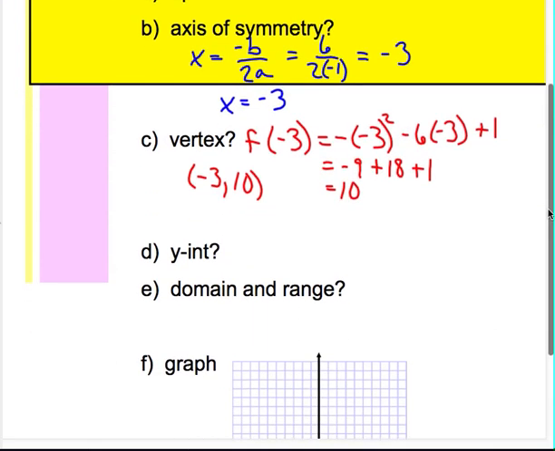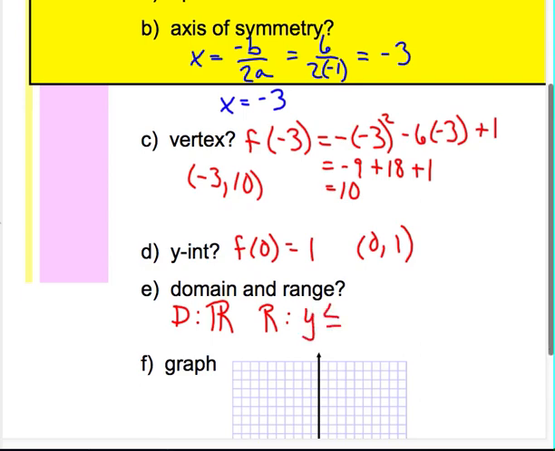Solving for the y-intercept, replace x with 0. And actually this one's in standard form, so we can just take a look at that c value of 1. So our y-intercept is 0, 1. Domain for all quadratic functions is all real numbers. For our range, the graph opened down, so y is less than or equal to the y value of our vertex, which was 10.